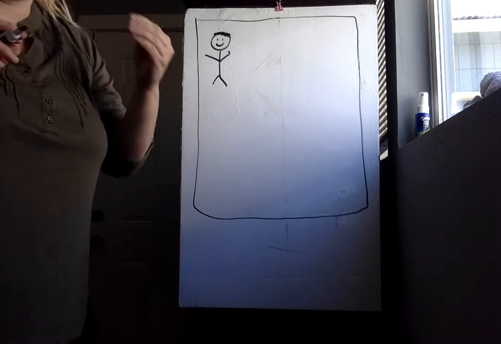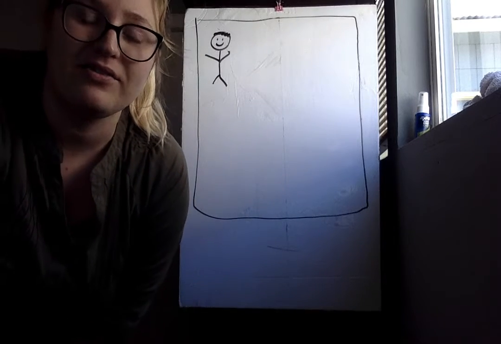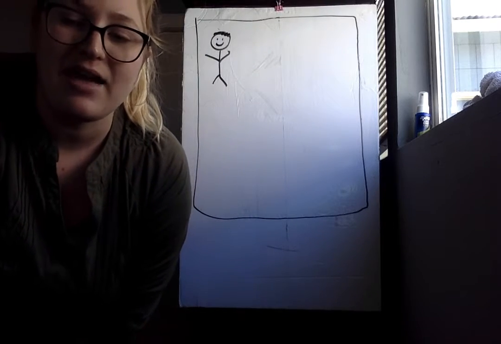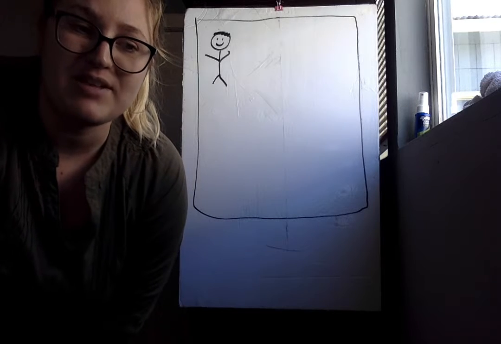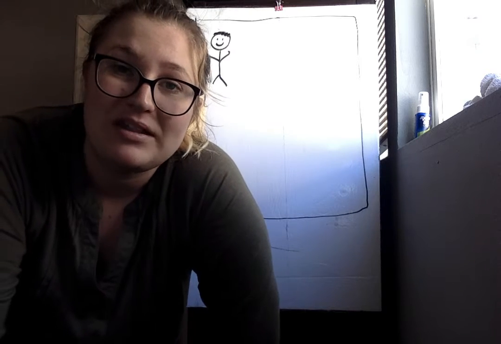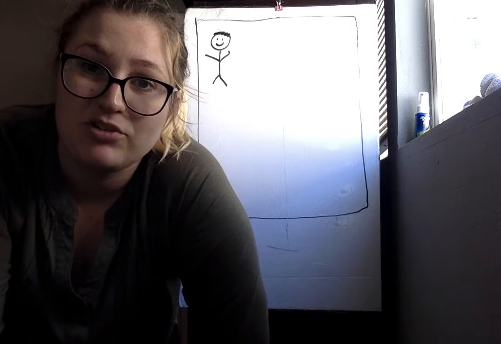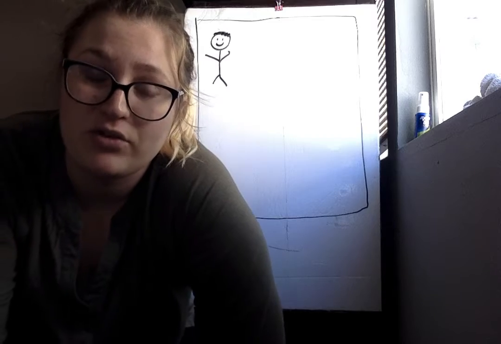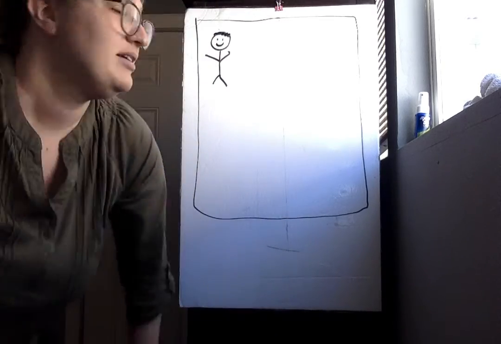Okay? All right. Now I want you to think of a friend, a special friend of yours. Maybe it's a friend that you play with at school. Maybe it's a friend that you play with at home. I want you to think of a special friend, and I want you to pick a friend and draw a picture of them in your square.